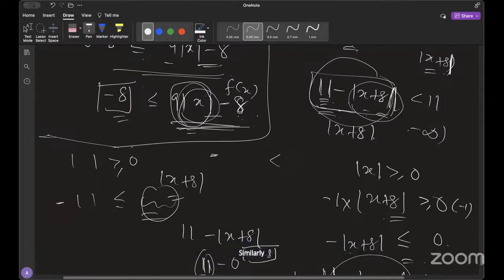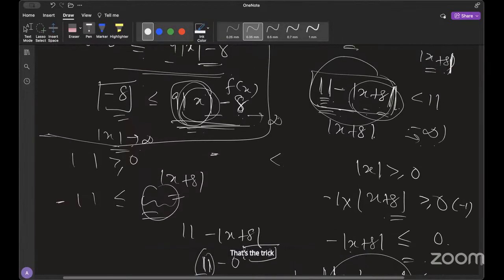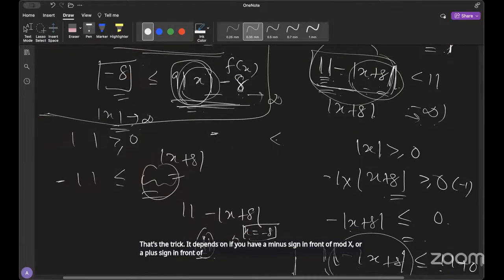Similarly, this function goes till infinity because mod x goes till infinity. And here, minus mod x plus 8 goes till -infinity. That's the trick. It depends on if you have a minus sign in front of mod x or a plus sign in front of mod x.